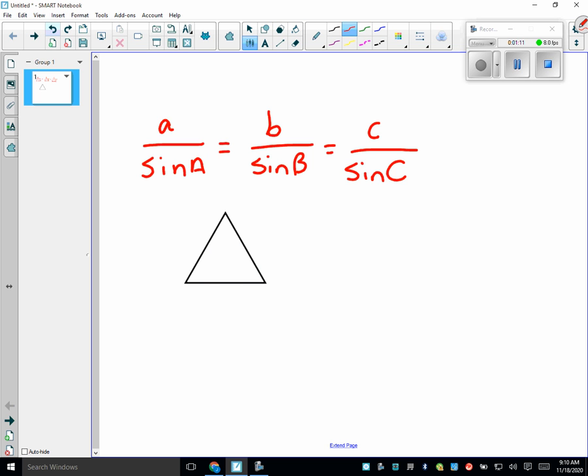All right. I'm learning. A, B, and C. Angles are always capital letters. The sides opposite the angle is the same letter, only in little letter. So if this is angle A, this is side A. If this is angle B, this is side B. Angle C, side C. We are going to use information given and law of sines to solve triangles.